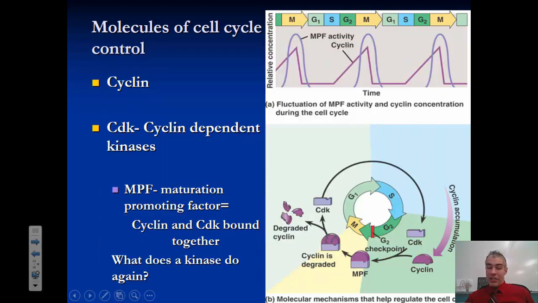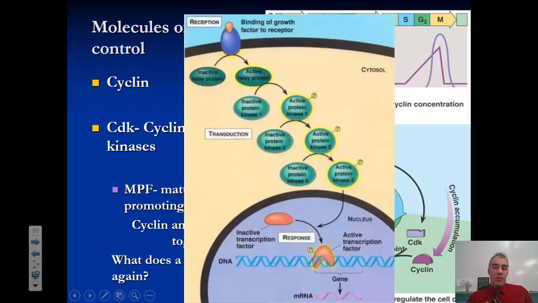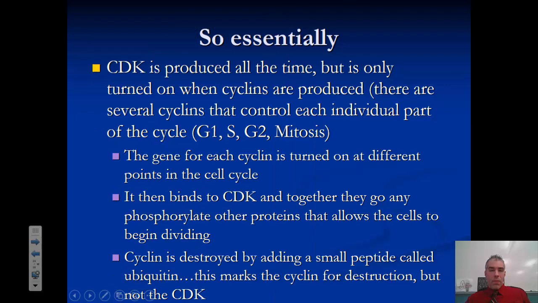So a quick question, what does a kinase do again? A cyclin-dependent kinase, what is this going to do? It's going to go and phosphorylate other proteins, which go and phosphorylate other proteins, which eventually cause some sort of change. Remember back to when we talked about cellular communication and signal cascades. A cyclin-dependent kinase is an example of that.